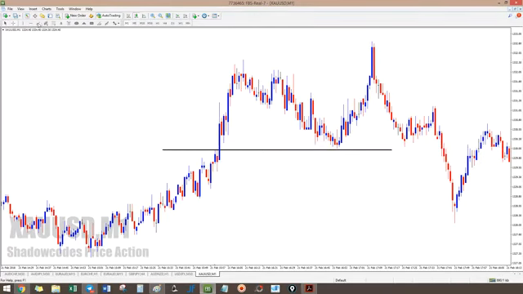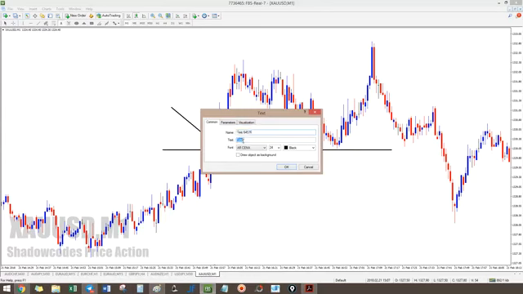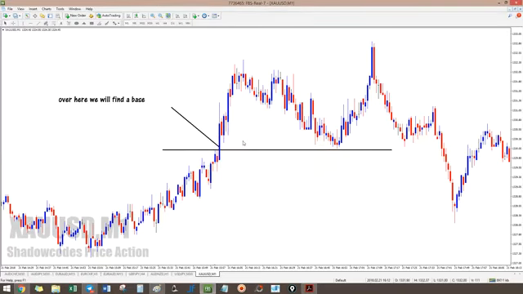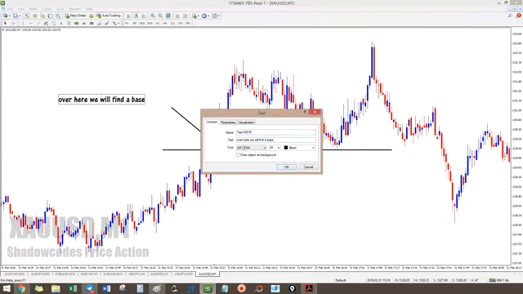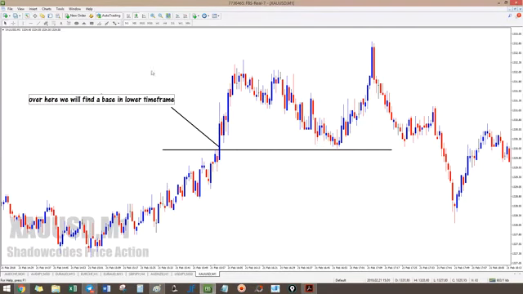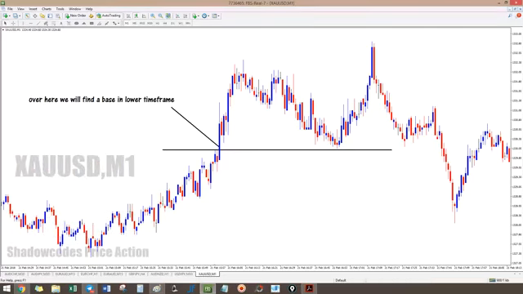in the tick chart. Over here we will find a base. Over here we will find a base in lower time frame. But this is an M1 chart, so we cannot go any deeper than M1.